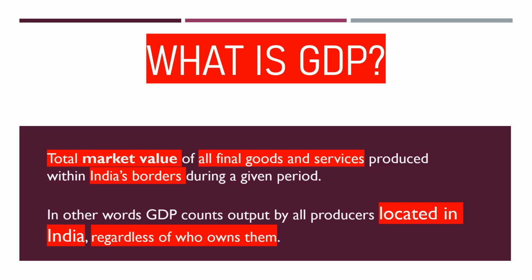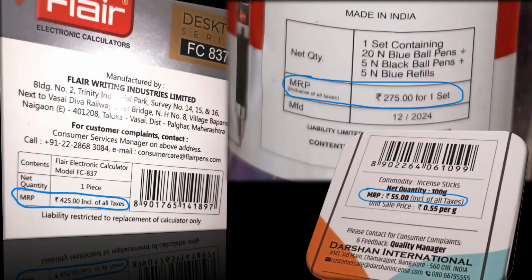So as different companies are producing or making their product, the market value of those products. Now, what is market value? You see, whenever you buy an item, as you can see in these pictures, there is the market price of those values. That means if you buy that product, that much money you will have to give to the shopkeeper.